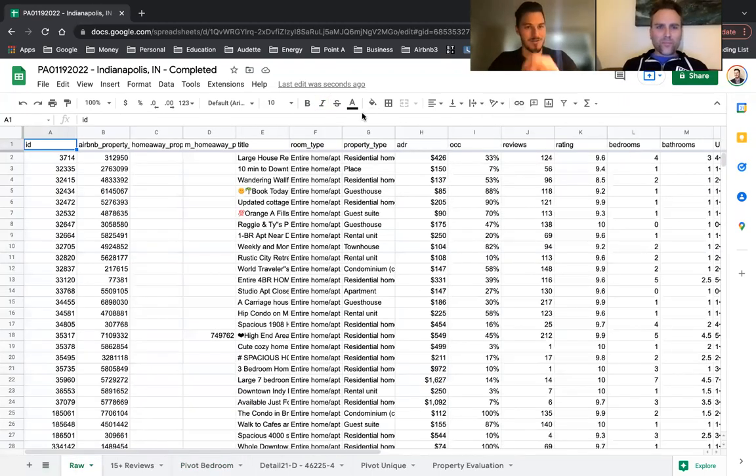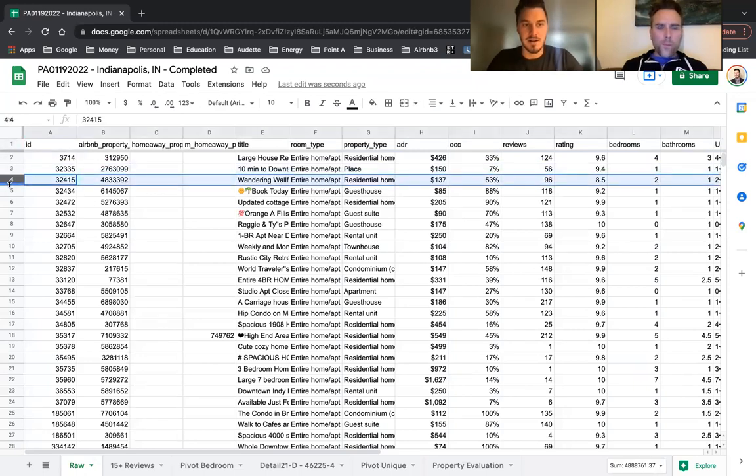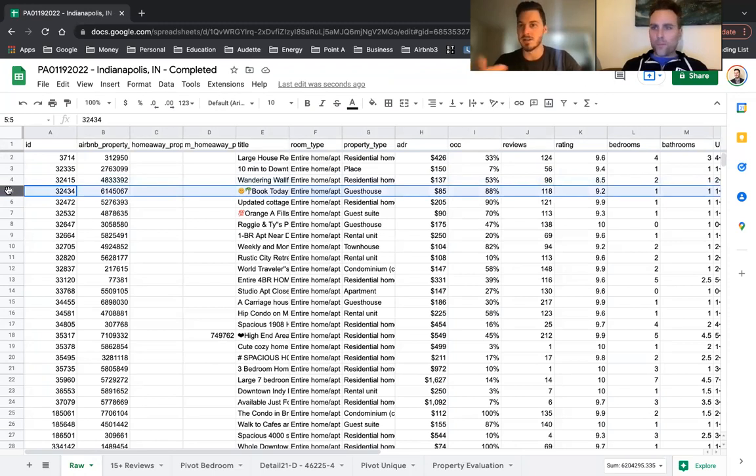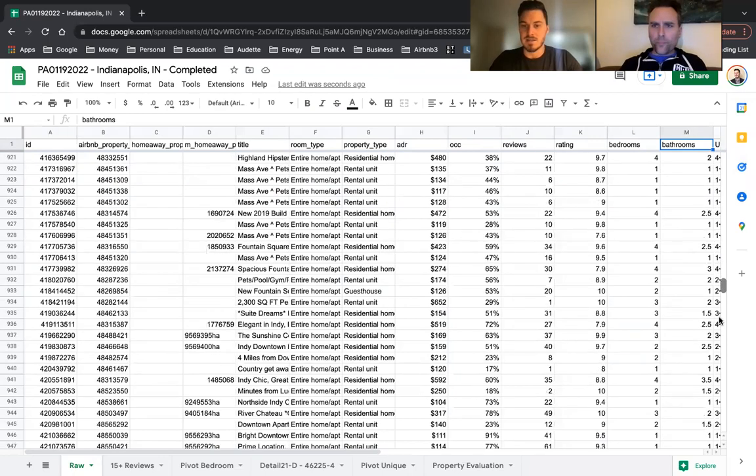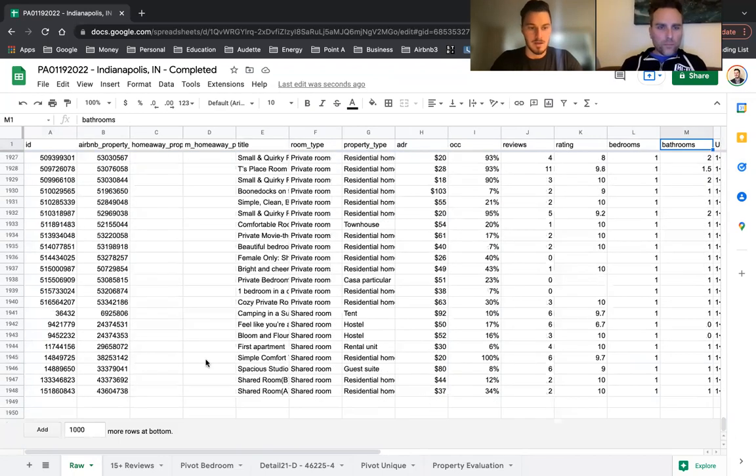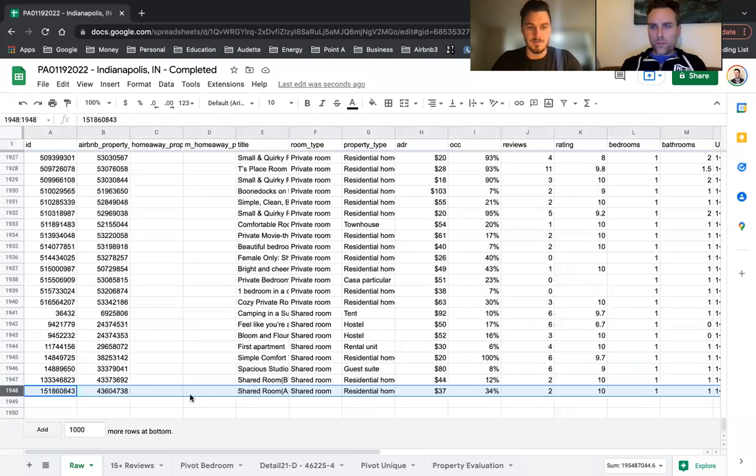So when we started off with the raw data, every single row that you're looking at here is an Airbnb listing, right? And I think I've gone through some of this with you already, but it's just going to be a refresher for you, okay? So every single row is an Airbnb listing. And up top, we have the different data points: average daily rate, occupancy, bedrooms, bathrooms, stuff like that. And when we first extracted all this data, we ended up with 1900 listings, right?